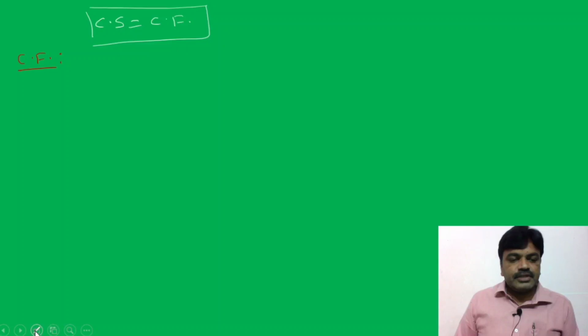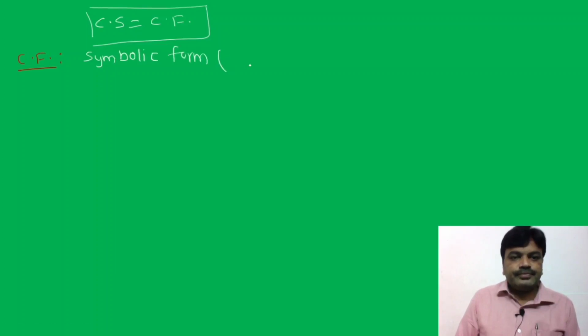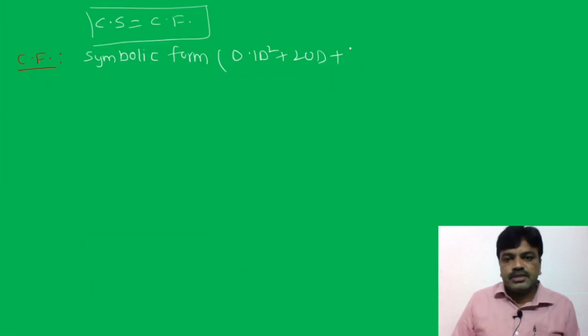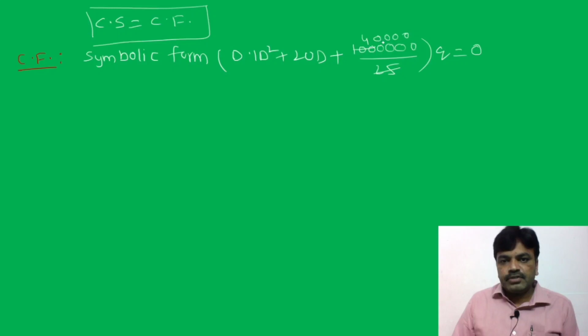In the complementary function, what is step 1? Step 1 is symbolic form. 0.1 D² plus 20D plus 1 by 25 × 10^-6, so here 10^-6 in the denominator can be written as 10^6 by 25. 10^6 means 1, 2, 3, 4, 5, 6 zeros, by 25, into q, is equal to 0. 25 here, how many times in 100? 4 times. We get 4 zeros here, 40,000.